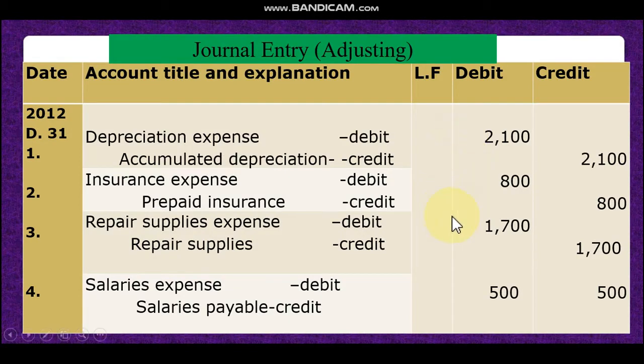Repair supplies expenses debit 1700. That means we have earlier supplies 2000. Out of that 1700 is our expenses. So for any expense account you know it will be debit, and repair supplies credit. That means earlier we have asset repair supplies 2000. Out of that 1700 decreases. Here we have asset for 300.